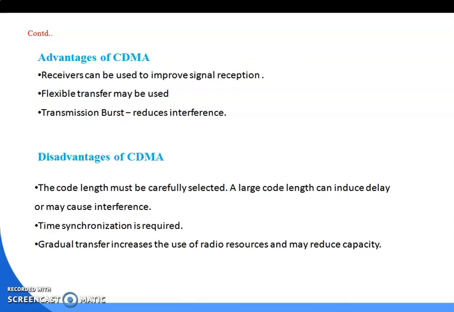Next, disadvantages of CDMA. The code length must be carefully selected, obviously, because when you code the signal, or you can say make a cipher, cipher techniques are used to code the signal. That means the code length must be carefully selected. A large code length can induce delay or may cause interference. So always try to select the small code for the coding purpose, right? Time synchronization is required. Gradual transfer increases the use of radio resource and may reduce capacity.